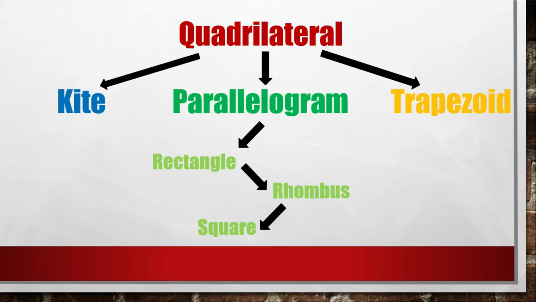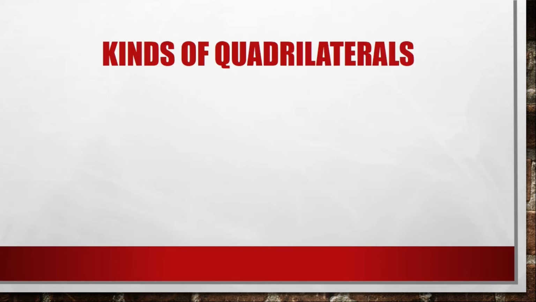A rectangle is a parallelogram, but a parallelogram is not a rectangle. A rhombus is a parallelogram, but a parallelogram is not a rhombus. A square is a parallelogram, but a parallelogram is not a square. Take note of that. Okay, so let's have the kinds of quadrilaterals.